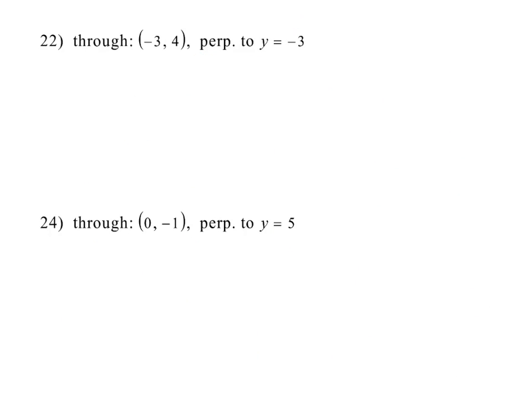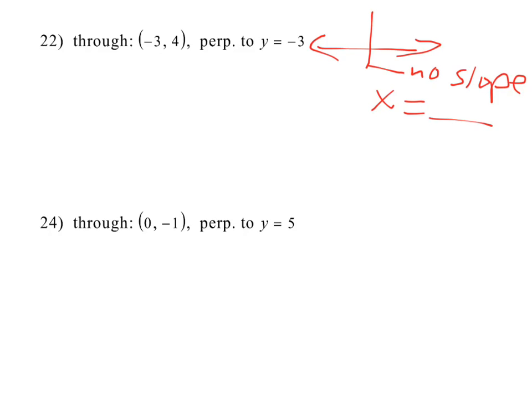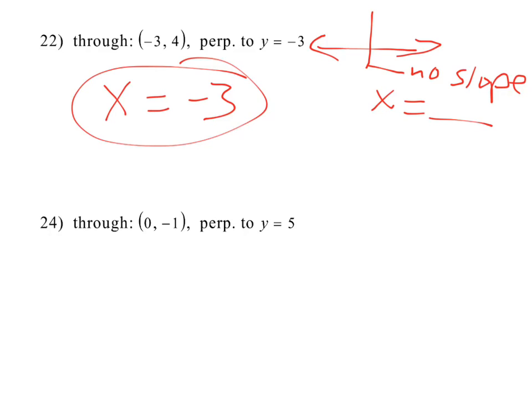When you get to 22, again, we need to be perpendicular. This line is a horizontal line. So if you want a line that's perpendicular, you need to have no slope. And if you have no slope, it's an x equals something line. And we need it to go through this point, which has an x value of negative 3. So it's going to be x equals negative 3 for your line, because that'll go through it.